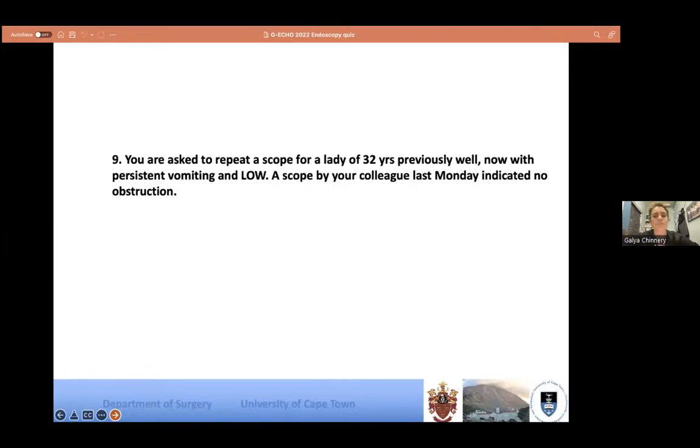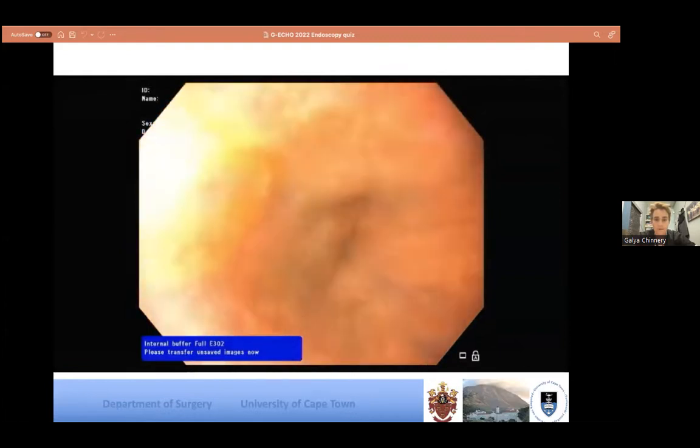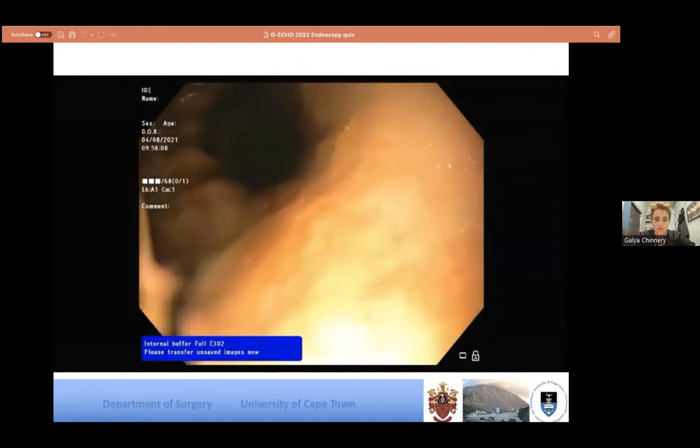Okay, now you are asked by a colleague to repeat a scope for a lady of 30 who's been previously well. She's been complaining of persistent vomiting and loss of weight, and they have scoped her last week, less than a week ago, and you're a little bit irritated that the patient's coming back to you. But they definitively said there was no obstruction, but the patient's continuing to vomit. So you scope the patient. And this is what you see. Okay, OG junction into the stomach.